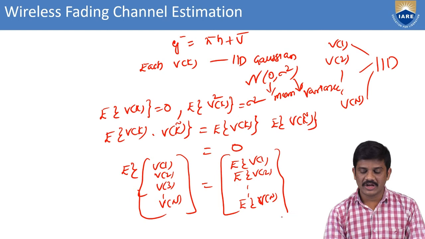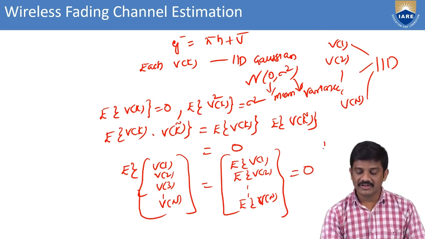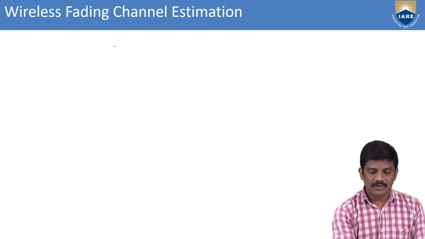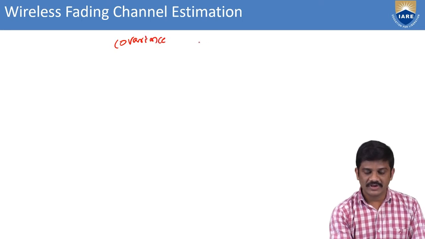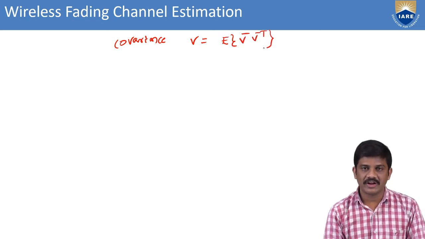Those all are 0 because every factor is 0. That means the estimation of v is equal to 0. We know that this is a mean value. From this we can write the covariance. Covariance we can find out here. Then we can write it as the estimation of v v bar v transpose.